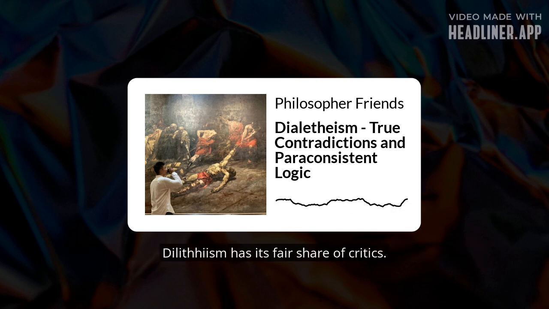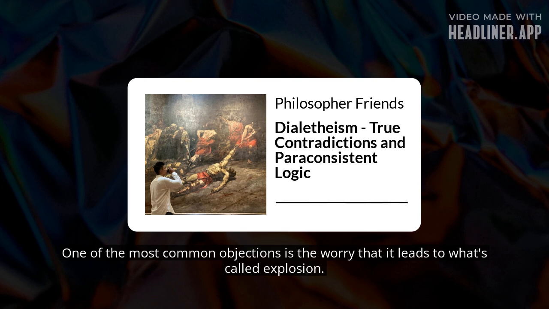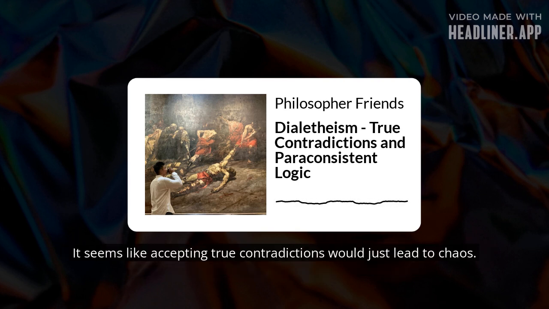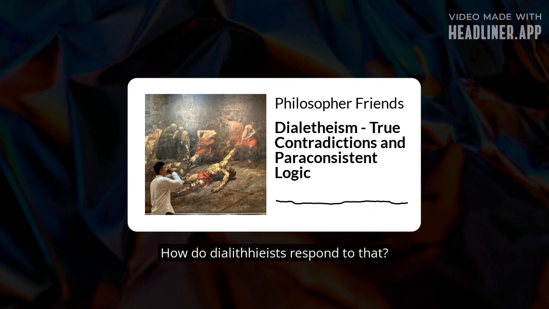Oh, absolutely. Dialetheism has its fair share of critics. One of the most common objections is the worry that it leads to what's called explosion. The idea that if we allow any contradictions to be true, then everything becomes true and logic goes out the window. That's a concern I had too. It seems like accepting true contradictions would just lead to chaos. How do dialetheists respond to that?